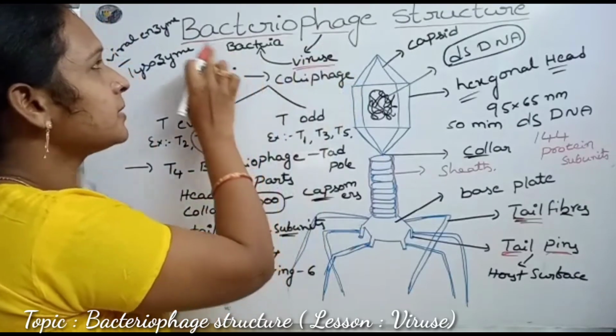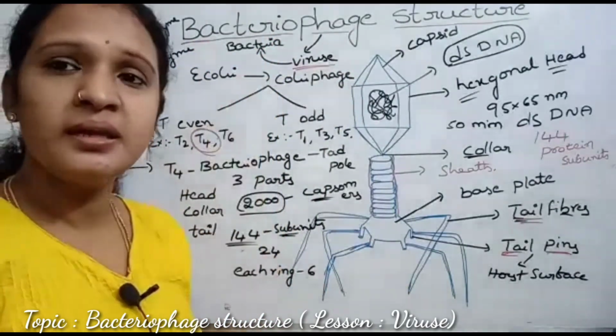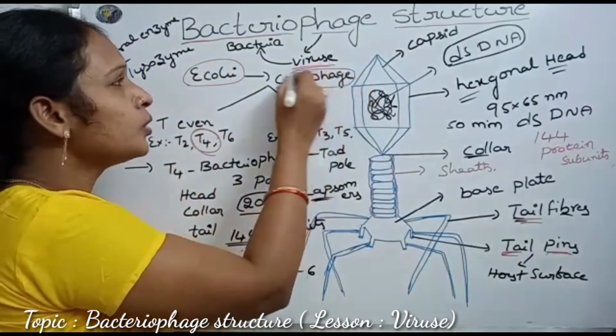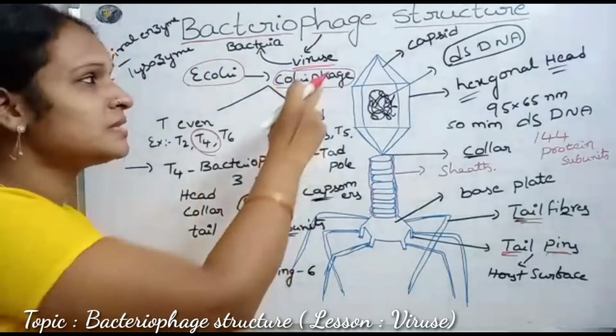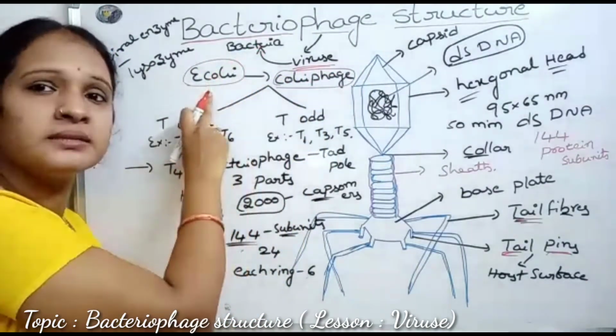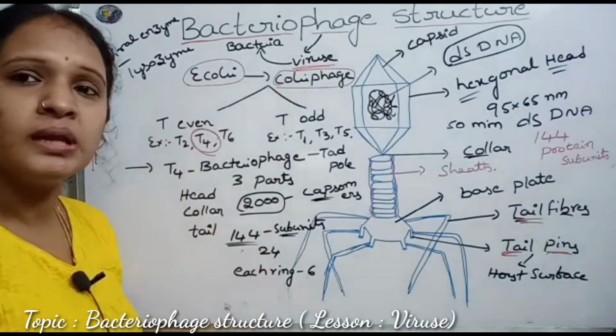The virus that infects bacteria is called a bacteriophage. These bacteriophages generally infect E. coli bacterial cells, so they are named coliphages. Phage means virus, and coli means E. coli cells.